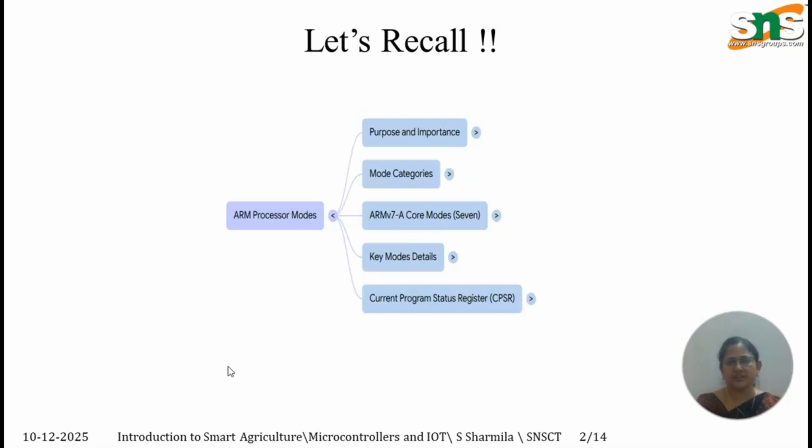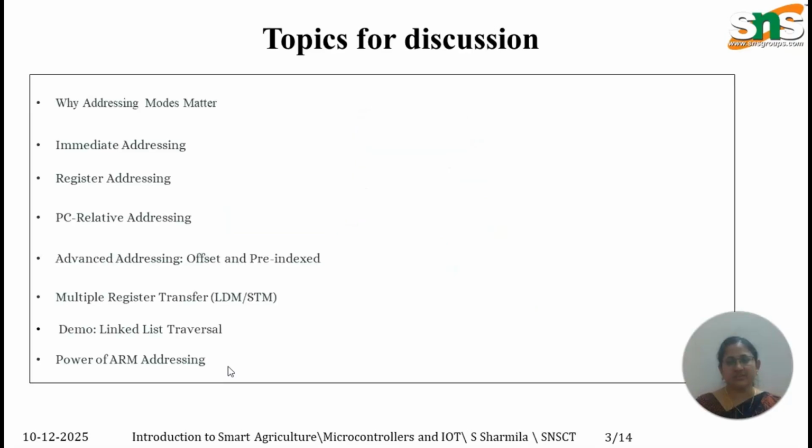And today's topics for discussion are the introduction to addressing modes and the types of addressing modes, that includes immediate addressing, register, PC relative and advanced addressing modes, that is offset, pre-indexed and post-indexed addressing modes, multiple register transfer LDM or STM, and the demo, linked list traversal, power of ARM addressing.